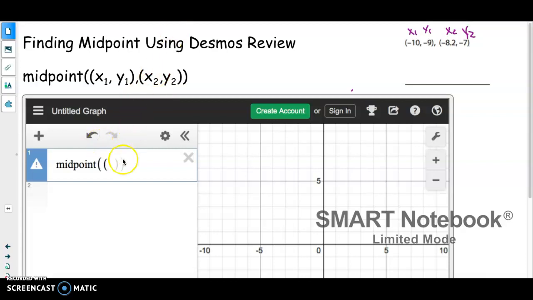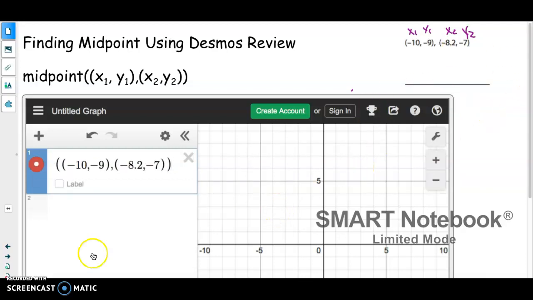Let me switch back over here. So it's going to be -10, comma, -9. Then I have to put a comma between them. I'm literally just taking this and putting it in exactly as I see it. And then I'm going to put -8.2, comma, -7, and end that with double parentheses. Now, we can find it on here, and we can also hit label.